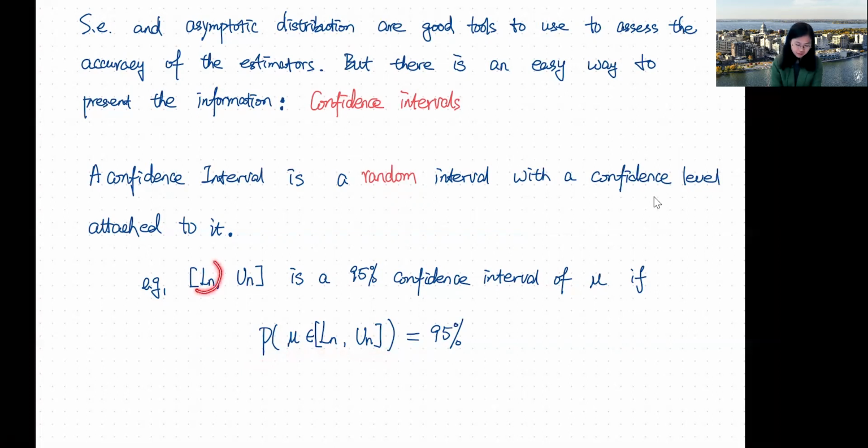So here the interval itself is random. Ln and Un are random. These are random variables, and they are functions of the data. Such a random interval is a confidence interval with a confidence level given by a probability, for example, 95%, if the probability that this interval includes the true value equals that probability, 95%.